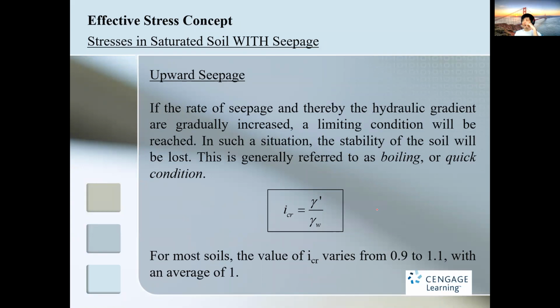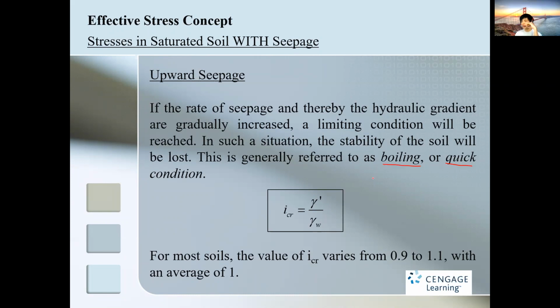Okay, so in upward seepage, if the velocity of the water is too fast, there's a condition called boiling or quick condition. So usually this is present in sandy soil, which is why we call it quicksand.